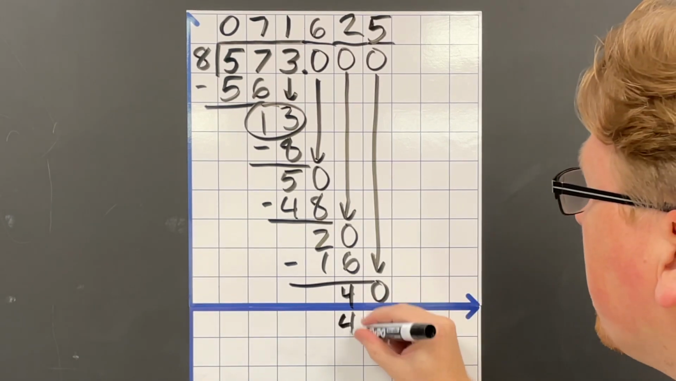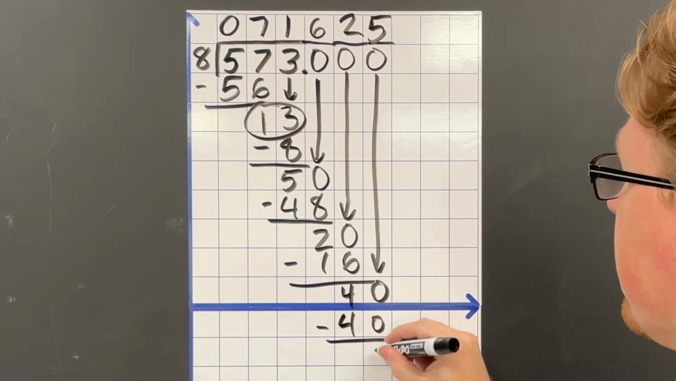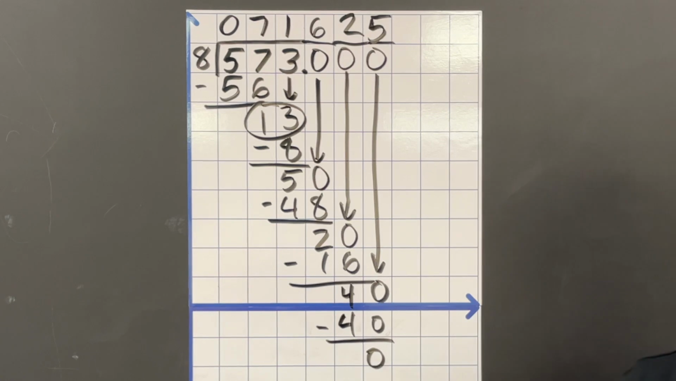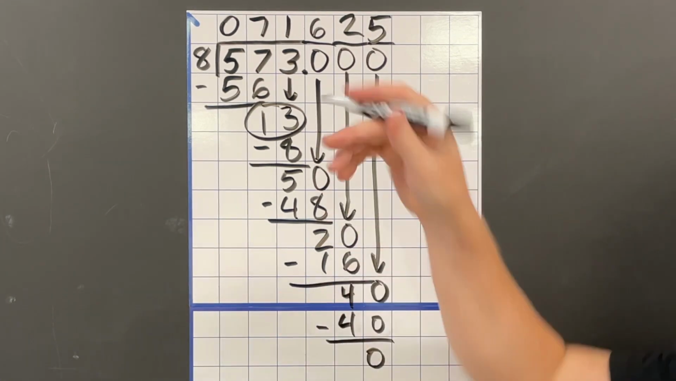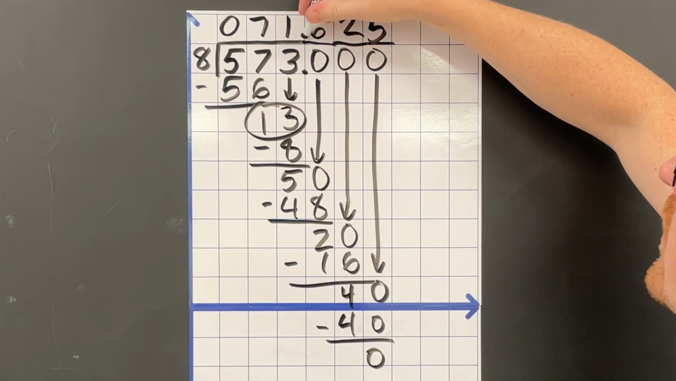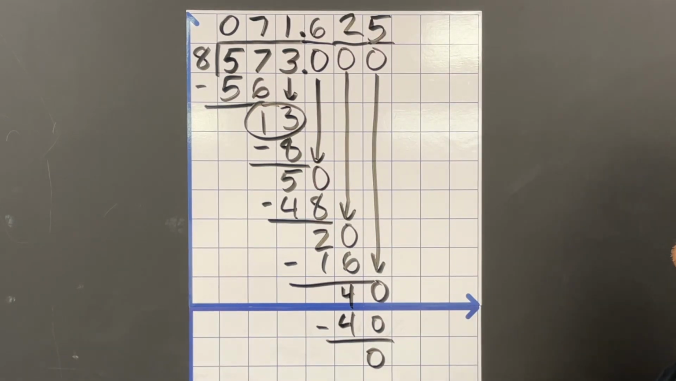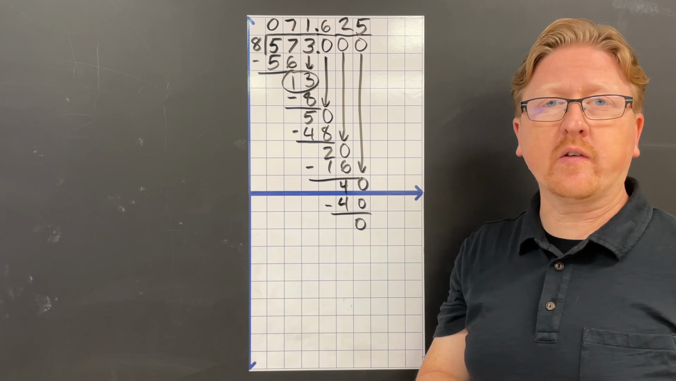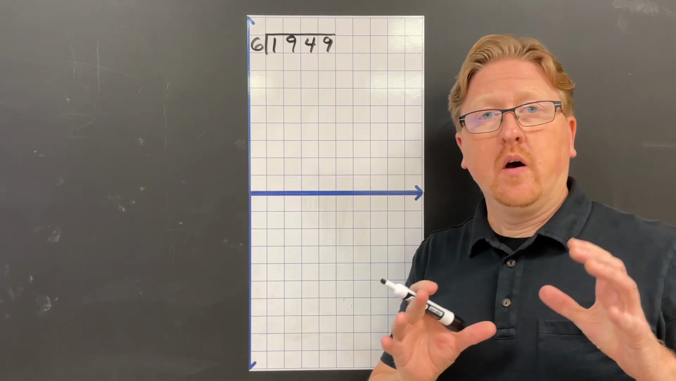So now we get down to the point where there's nothing left over, right? And the only thing that we have to make sure of, so that our answer makes sense, is that we put that decimal point here in between the ones place and the tenths place. So we get 71 and 625 thousandths. Okay, well, here's another one.